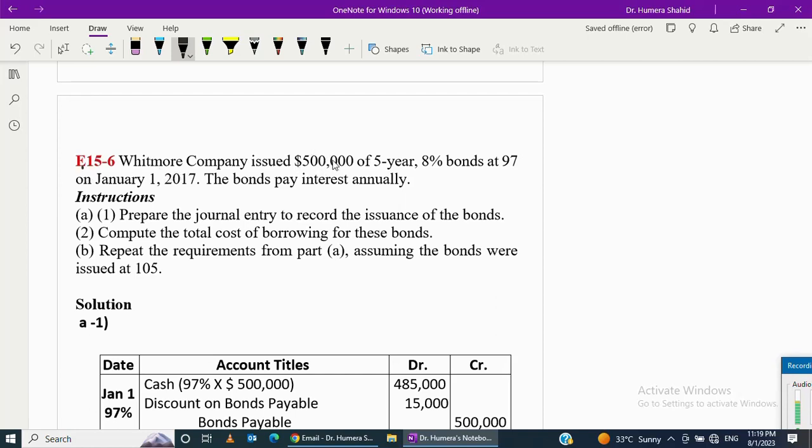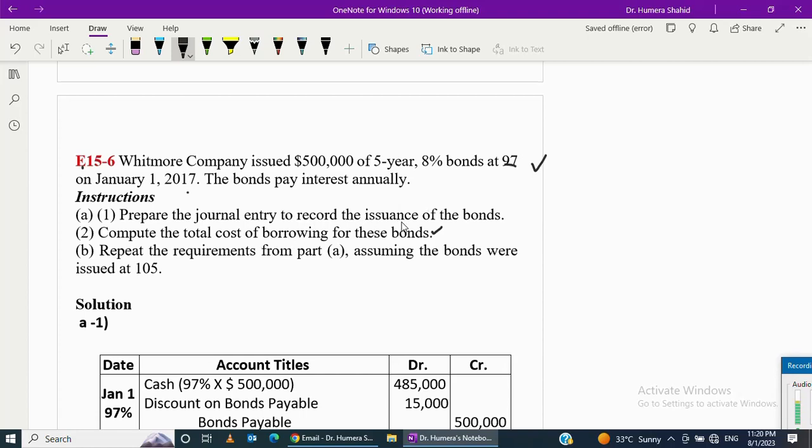Whitemore Company issued $500,000 of 5 years 8% bond at 97 on January 1st, 2017. 97 is less than 100. It means that bonds were issued at discount. They want us to record the journal entry to record the issuance of the bond, and then they want us to calculate the cost of borrowing for these bonds. Okay, so let's do these two things. Point number A, part 1, record the journal entry.